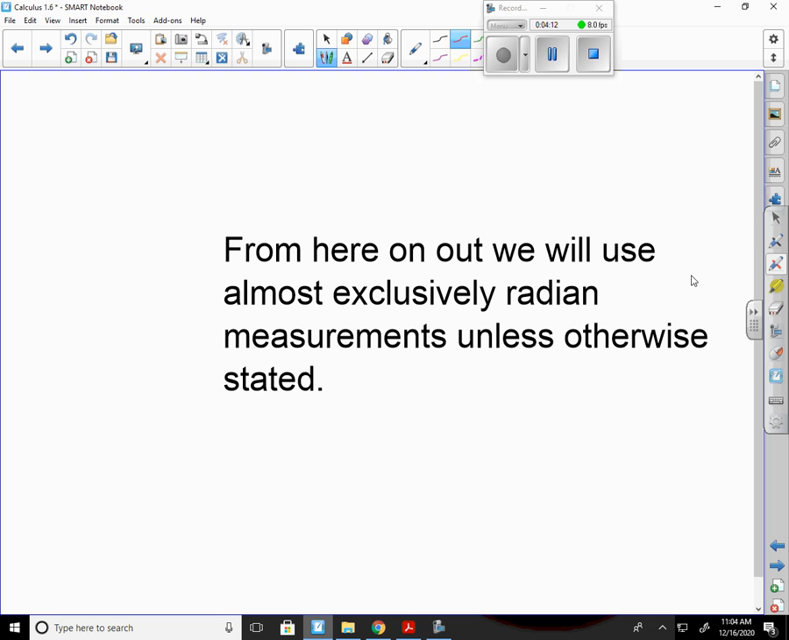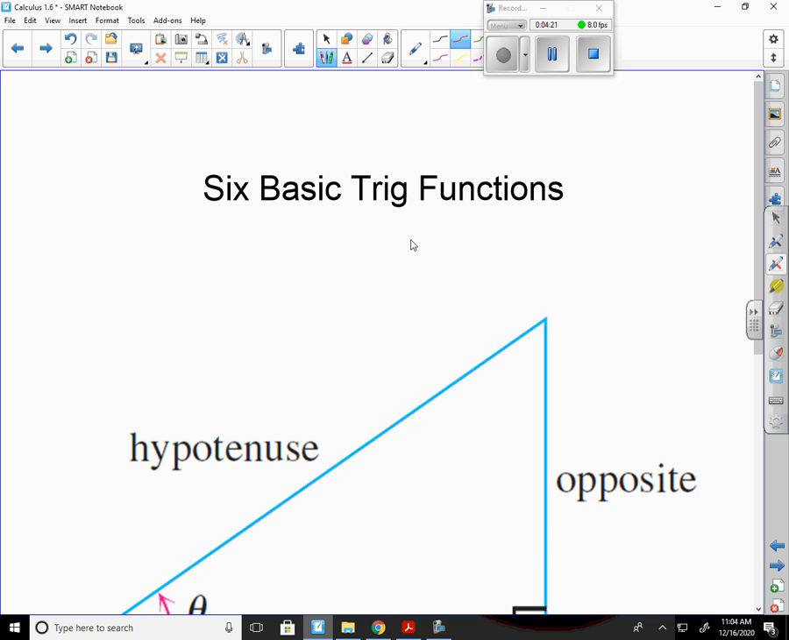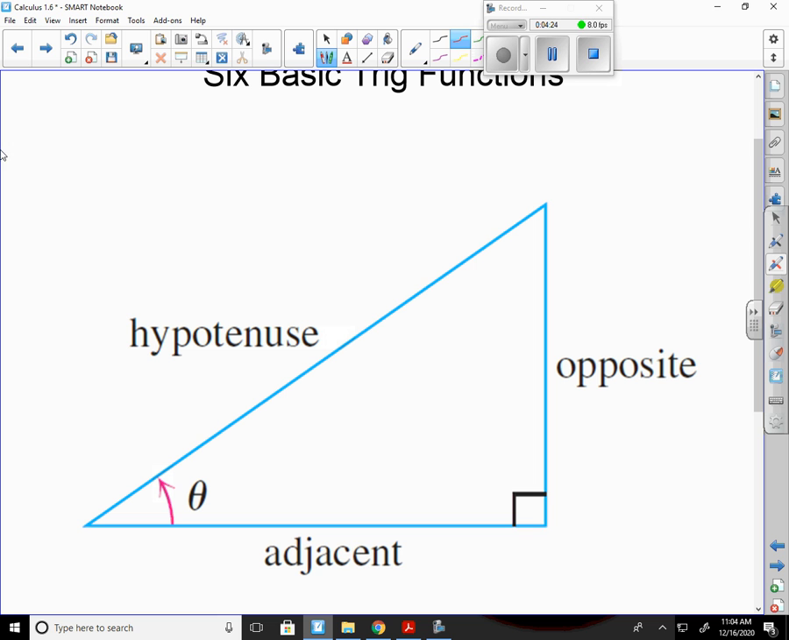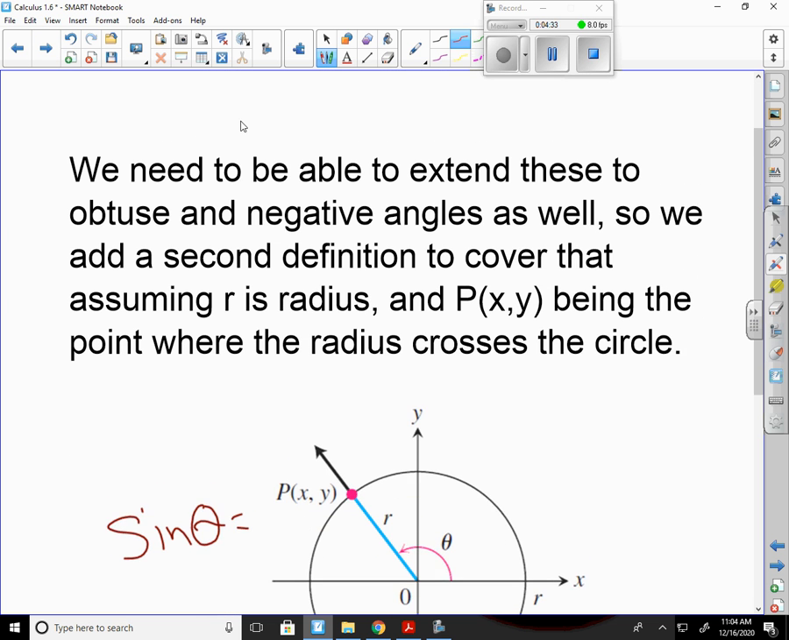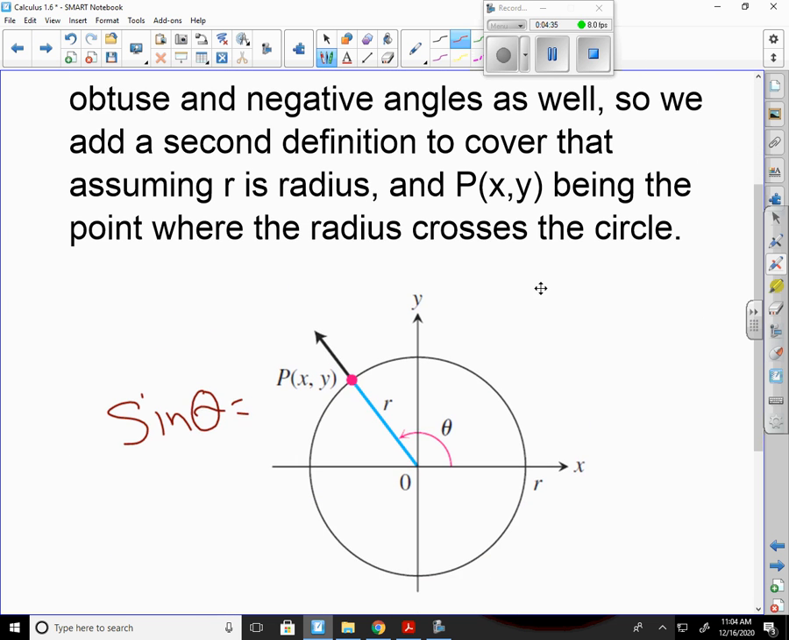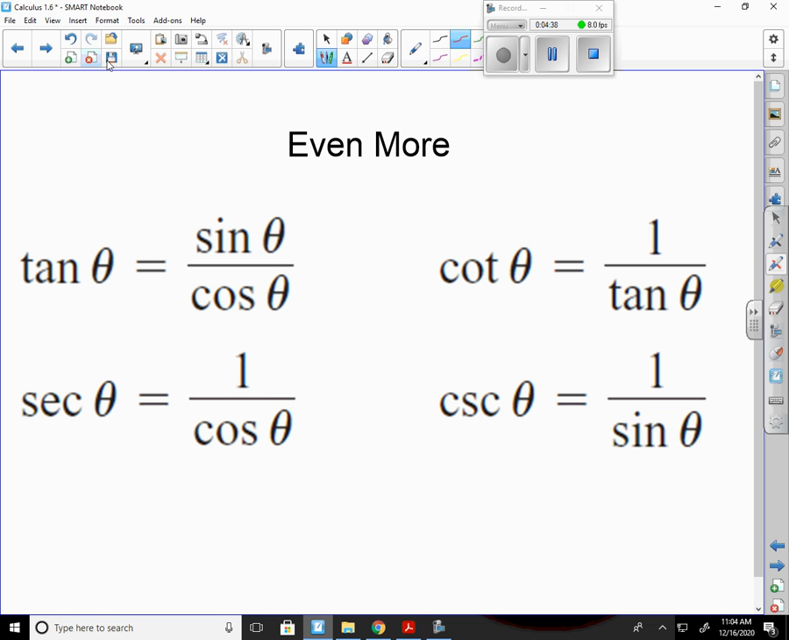From here on out, we will use almost exclusively radian measurements unless otherwise stated. So degrees kind of disappear now. Six basic trig functions, SOHCAHTOA, and then we have our cotangent and all of that as well. We've done all of those. There we have our tangent, secant, cotangent, and cosecant.